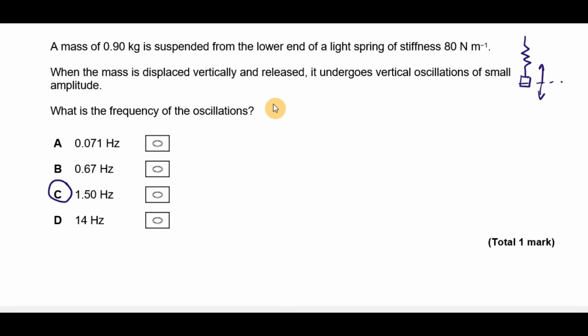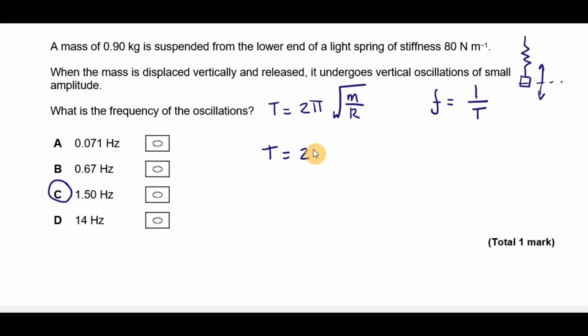And the first one is that the time period for a spring mass system is equal to 2 pi multiplied by the square root of the mass over the spring constant. And the other one that's going to be very useful is the frequency of any system is equal to 1 over the time period. So let's start off with this first equation to find what the time period is.